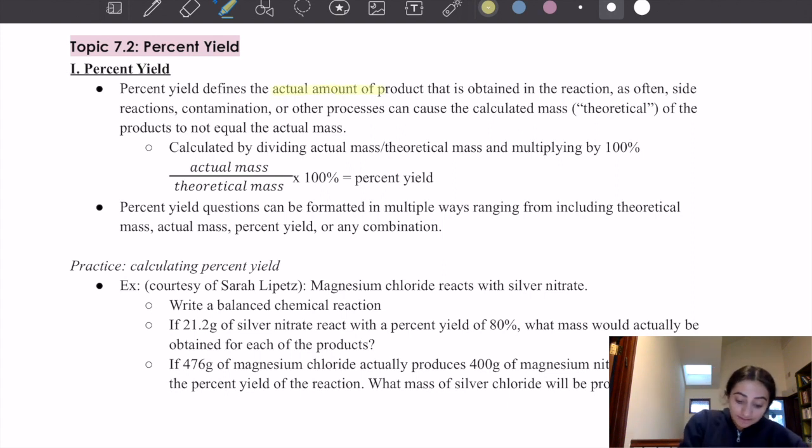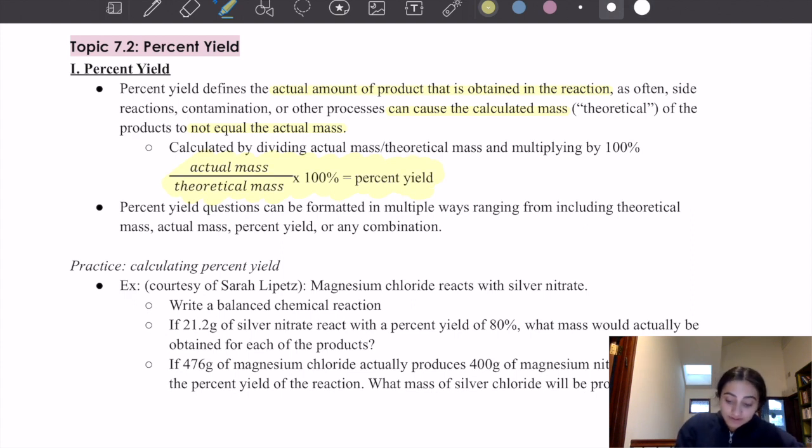So percent yield defines the actual amount of product that is obtained in the reaction. Because, like I said, side reactions, contamination, or other processes can cause the calculated or theoretical mass to not equal the actual mass of the products that are produced. So to calculate the percent yield, you divide the actual mass by the theoretical mass and multiply by 100.